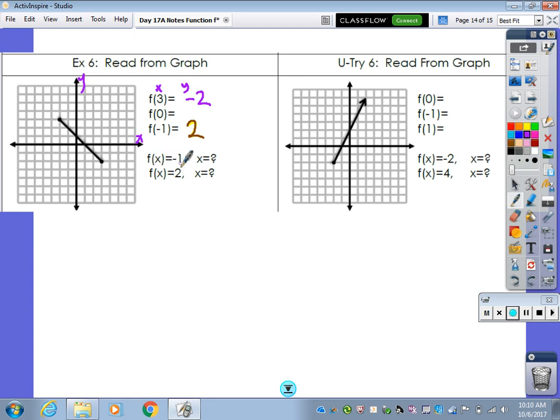F of x is equal to -1. When y value is -1, what's the x value? That's what we are looking for. When y is -1, go to -1 on the y-axis, and then find the graph, go to the corresponding x coordinate, and x would be +2. Same way, when y is +2, go to +2 on your graph, find the point on the graph and find the corresponding x value. X would be -1. That's pretty much it. If you have any questions, please make sure to bring it to the class.